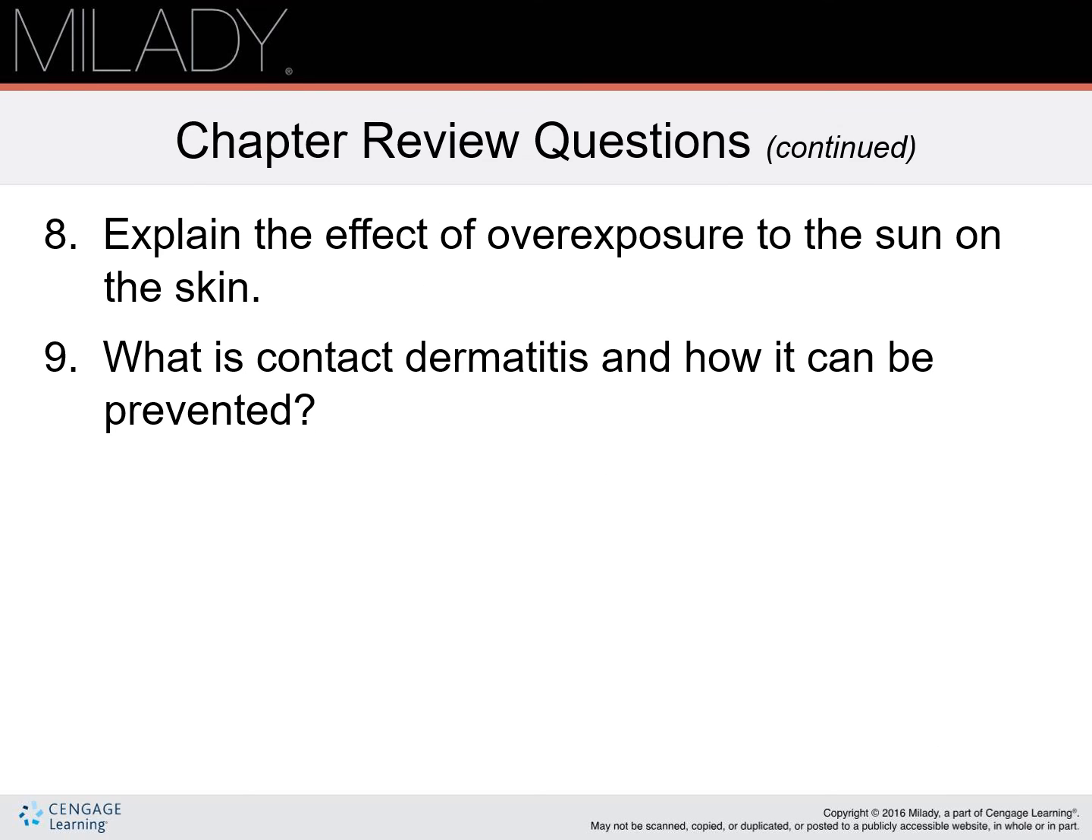Explain the effect of overexposure to the sun on the skin. Okay, the UV rays are going to weaken your collagen and elastin. This is going to cause wrinkling, and this is going to cause sagging. It's going to make you look old, which we're all scared of. What is contact dermatitis and how can it be prevented? It is inflammation of the skin caused by having contact with certain chemicals and substances in cosmetology. It can be prevented by cleaning, disinfecting, wearing gloves, keeping your hands moisturized.